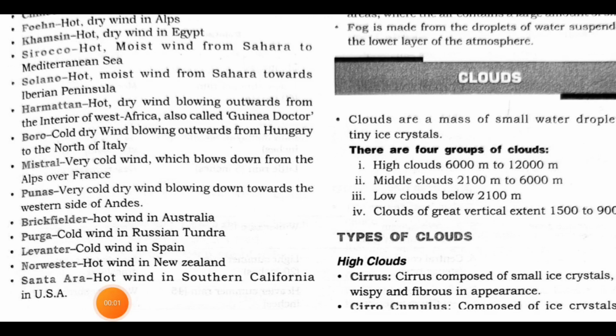In the previous lesson we learned primary wind movement, secondary wind movement and tertiary wind movement, and today we will learn clouds. Clouds are a mass of small water droplets or tiny ice crystals.